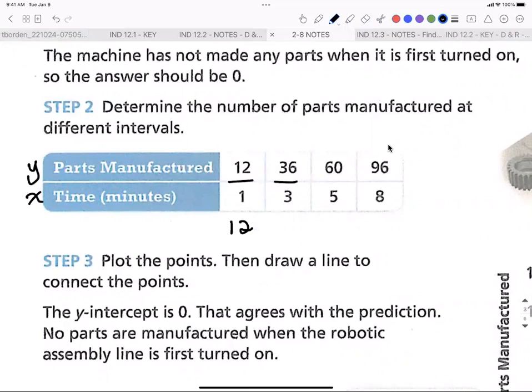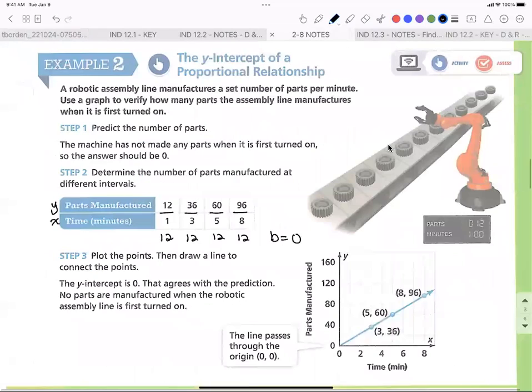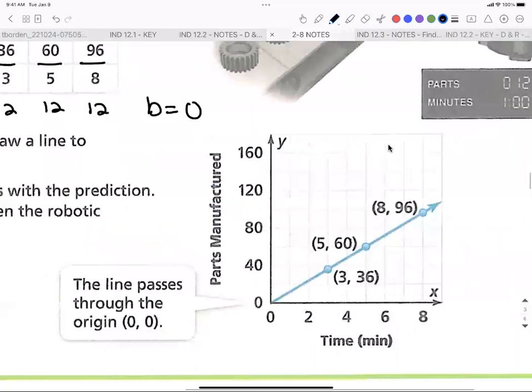What's 36 over 3 reduced to? 60 over 5, 96 over 8. So is this proportional? So what is our b or our y-intercept? 0. Beautiful. Okay. I'm glad we went back and fixed my error. The graph backs it up.